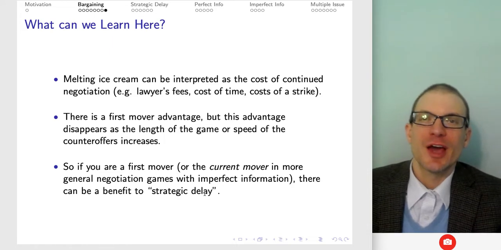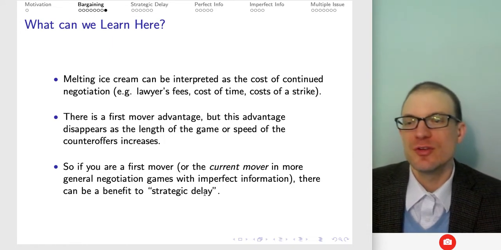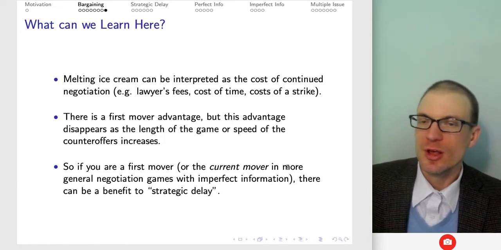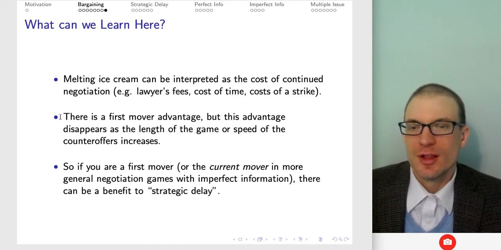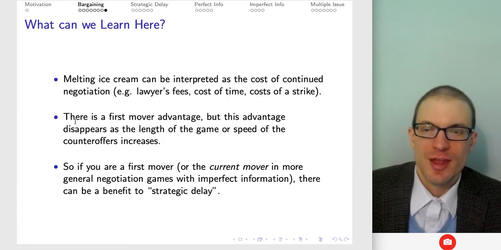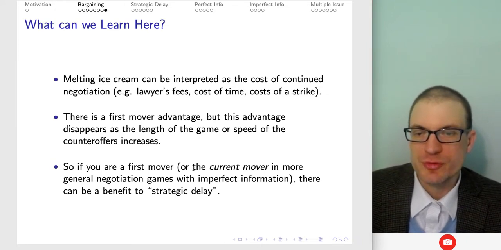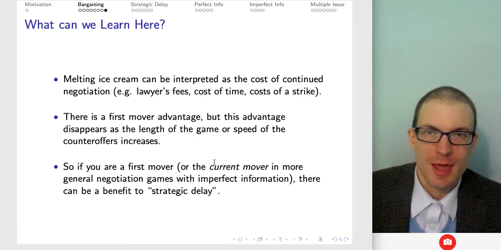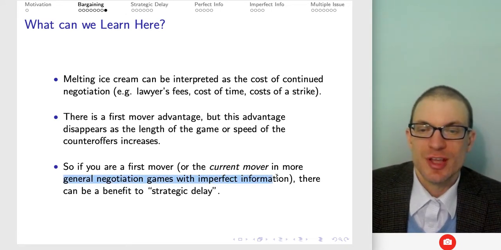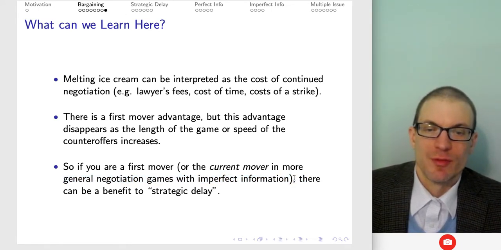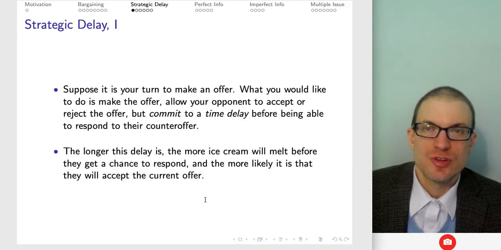Well, the melting ice cream can be thought of as the continued cost of negotiation: lawyers' fees, time cost, the cost of a strike, whatever is the case. There's a first mover advantage, but this advantage disappears as the game persists or as the speed of counteroffers increases. In more general negotiation games with imperfect information, there can be a benefit to strategic delay.